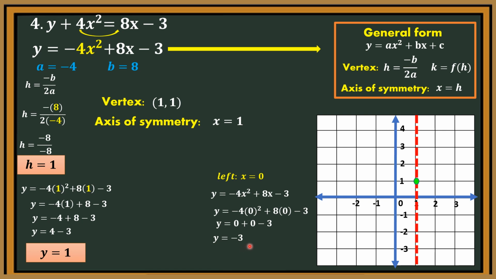So, ito yung ordered pair. 0 at yung negative 3. So, that is 0, negative 3. I-plot na natin. So, ito si 0, papunta kay negative 3. So, nandito siya. So, automatic, kung meron sa left side, may ka-pair sa kabila na dito rin. Then, pwede na tayong mag-connect. So, that is the graph of y is equal to negative 4x squared plus 8x minus 3.